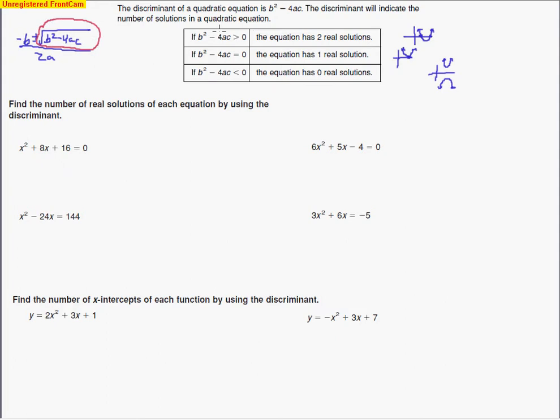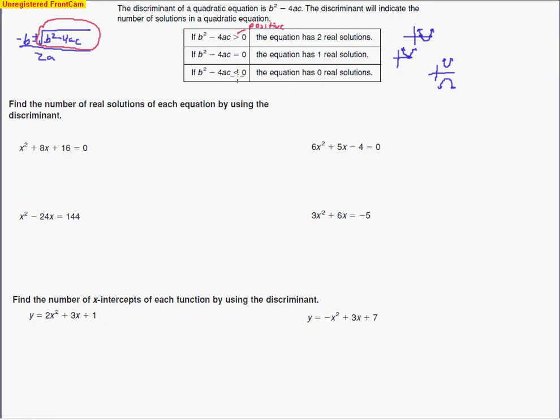If b squared minus 4ac is greater than 0, it means the number is positive. So if this is greater than 0, we're going to have two solutions because of the plus or minus sign right here. One solution if it equals 0, because then the square root cancels out, and we're just left with negative b over 2a, so that would just be one solution.